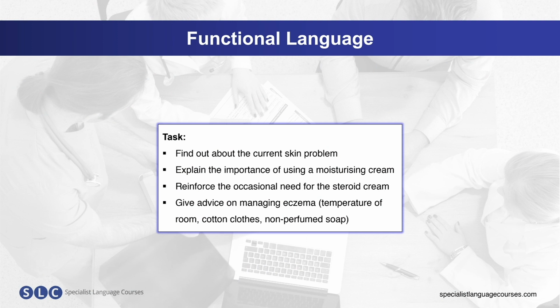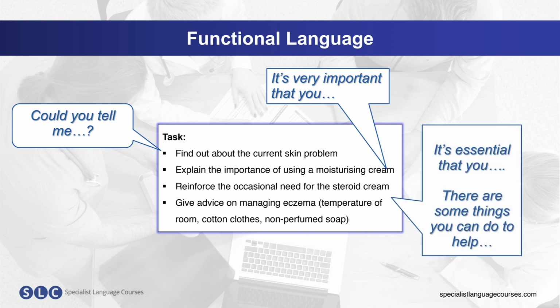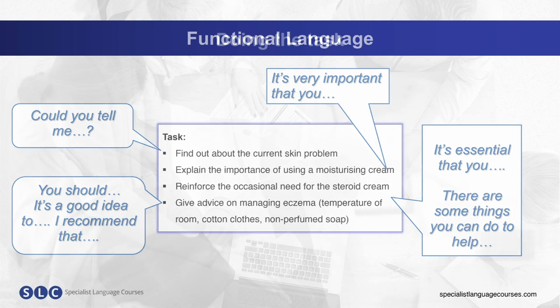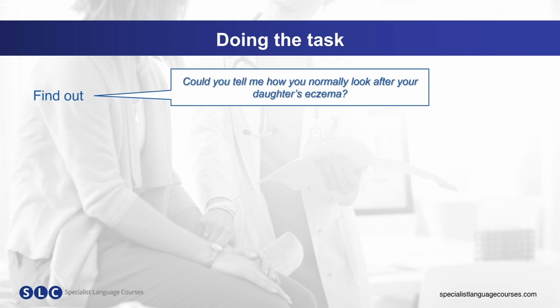Let's look at some example language that you can use for the verbs we just saw on the role play about eczema. So here are some functional phrases that you can see in the speech bubbles. And these can be used in many different role plays. Let's see them in action in the case of the child with eczema. The find out phrase is an ideal chance to ask an open question at the start of your role play to establish what the mother already does for her daughter's eczema. By asking a phrase such as, "Could you tell me how you normally look after your daughter's eczema?" you open up the chance for the parent to give you information which will help you decide what to explain as the role play progresses.